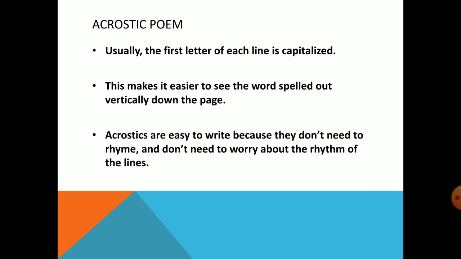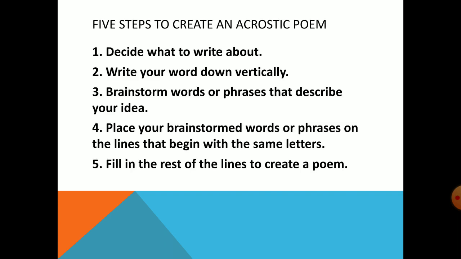Then the next thing: acrostic poems are easy to write because they don't need to rhyme. There is no rhyme in that, and you don't need to worry about the rhythm of the lines. Then how to write it? There are five steps to write an acrostic poem. First, decide what to write about. Write your word down vertically. Brainstorm words or phrases that describe your idea. Place your brainstormed words or phrases on the lines that begin with the same letters. Fill in the rest of the lines to create a poem.